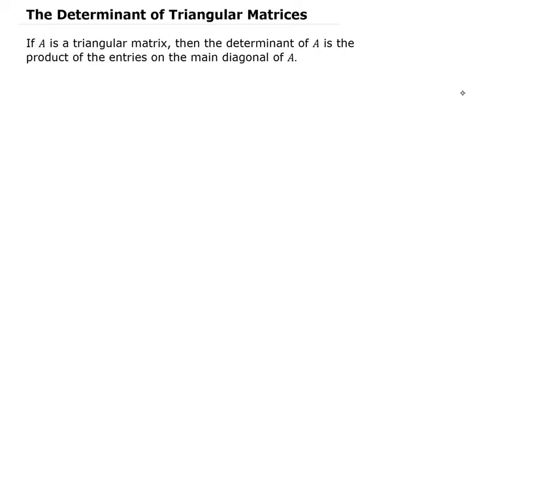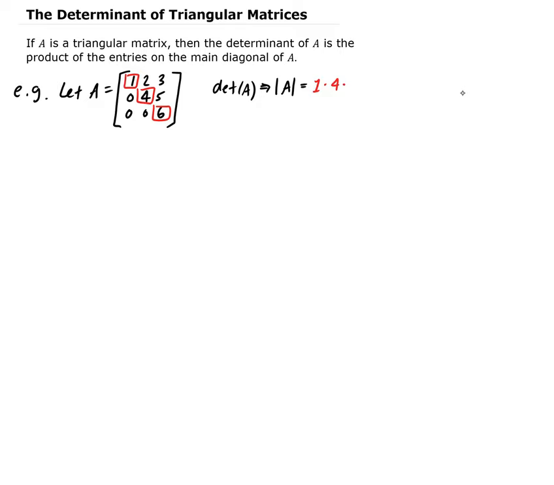So as an example, let's say you have a matrix called A. Say it's 1, 2, 3, 0, 4, 5, 0, 0, and this is 6. So the determinant of this matrix, which is the same as this notation, the determinant of A, is just the product along the main diagonal. So that's going to be 1 times 4 times 6, and that's going to give us 24. So it's not too difficult to see this.